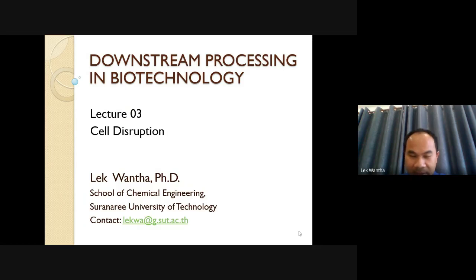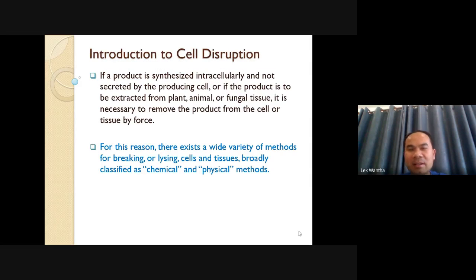Okay, I will start with cell disruption. As I talked to you previously, if the product is an intracellular product, we have at least three kinds of product: intracellular product, extracellular product, and the mass itself. For extracellular product, after the microorganism grows, the microorganism will produce some product out of the cell. For that case, you separate solid and then separate the liquid for further techniques. I will talk to you about that later.